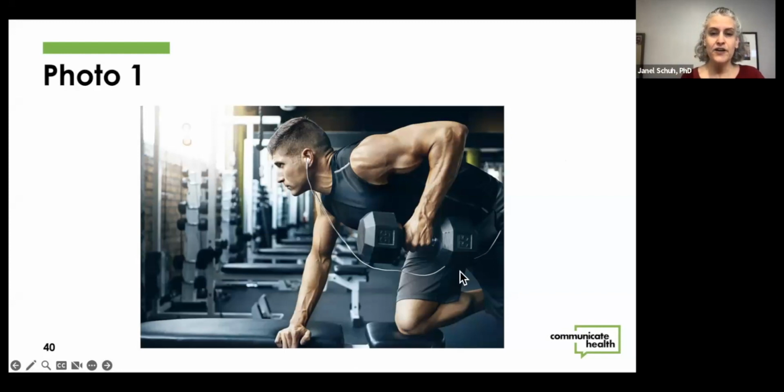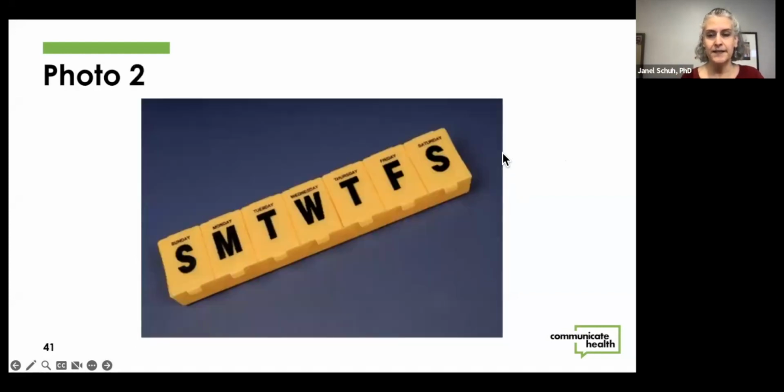Alrighty, now here is the second image again. So when, if at all, would you use this image in a health education material? Like what topic, what audience? I'm seeing never. A lot of medication management.